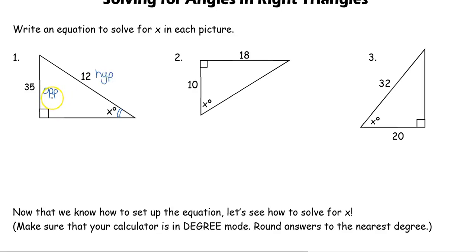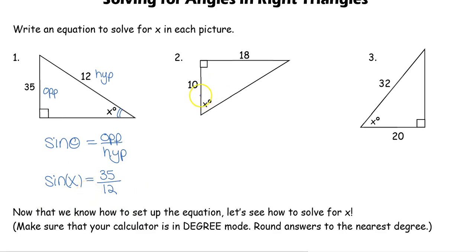So I think about which trig function relates the opposite and the hypotenuse. That is going to be sine. It's sine of your angle is equal to the opposite side over the hypotenuse. So in this case, I don't know what my angle is. It's sine of my mystery angle x is equal to the opposite side of 35 over the hypotenuse of 12. And then we'll get to how to solve this in just a minute.